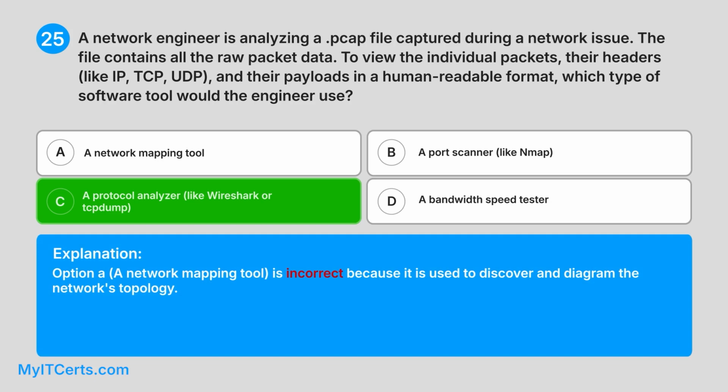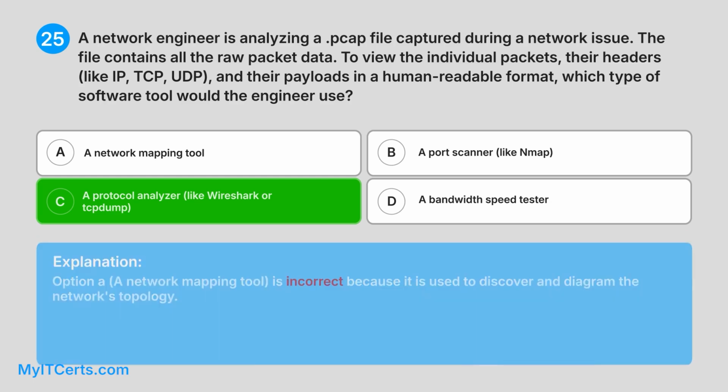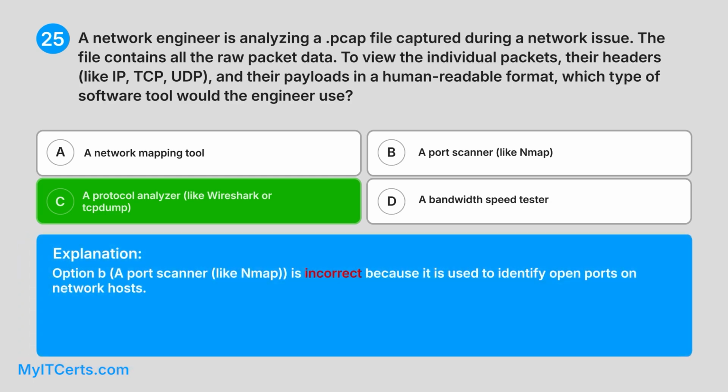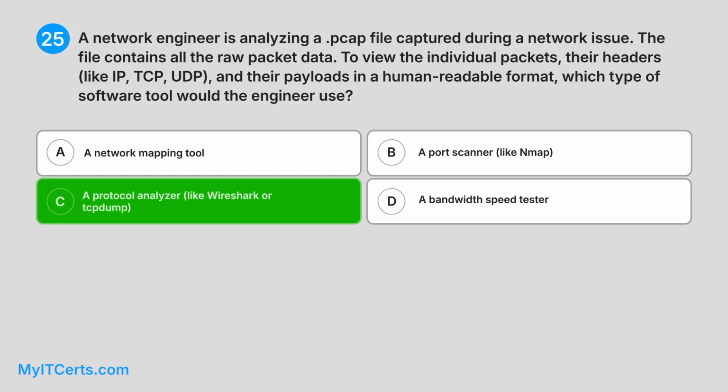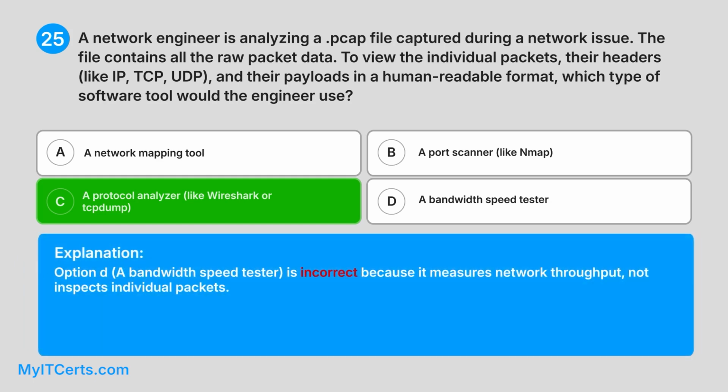Option A, a network mapping tool, is incorrect because it is used to discover and diagram the network's topology. Option B, a port scanner, like Nmap, is incorrect because it is used to identify open ports on network hosts. Option D, a bandwidth speed tester, is incorrect because it measures network throughput, not inspects individual packets.